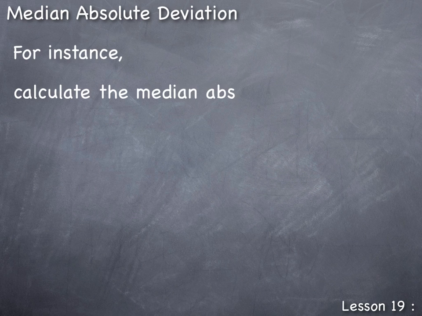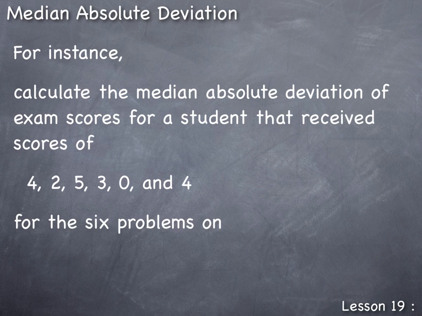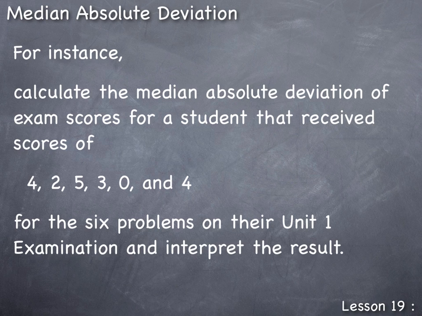For instance, calculate the median absolute deviation of exam scores for a student that receives scores of 4, 2, 5, 3, 0, and 4 for the 6 problems on their Unit 1 examination and interpret the result. So, in order to calculate the median absolute deviation, we can't use the TI-84 calculator directly because it's not programmed to do so. But we can indirectly calculate the median absolute deviation by doing the following keystrokes.